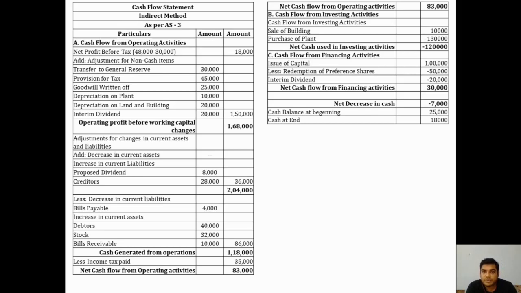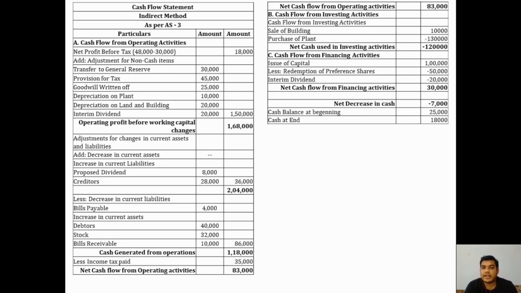The continuation of this will be the B heading. I have written this net cash flow from operating activities at the end of this line as well as on the top of the second table, just to show you it is the continuation. It is not two separate tables, it is only one table. So now the A part is complete, that is, we have got cash flow from operating activities.